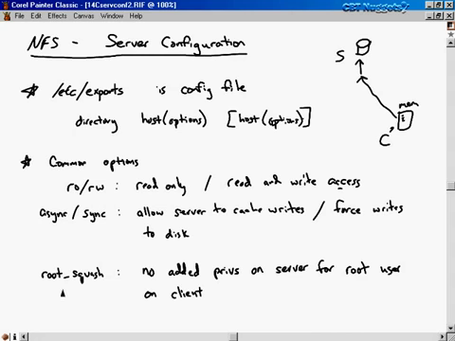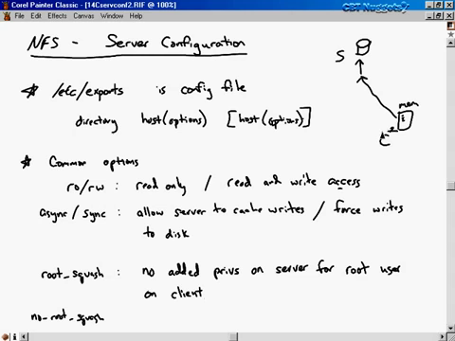Okay. Another option you might see in here is something called root squash. Root squash is actually the default option. If you wanted to disable root squash, you would write no_root_squash. Root squash, the default action, says that no added privileges are given on the server machine for a root user on the client machine.